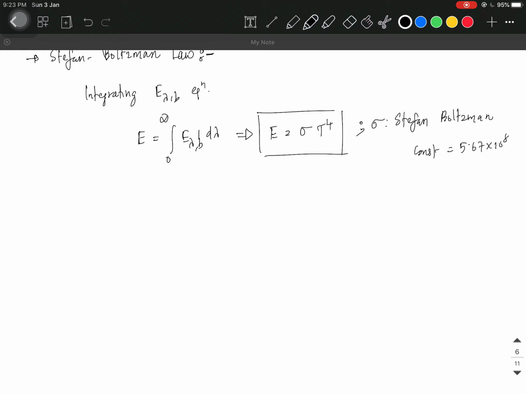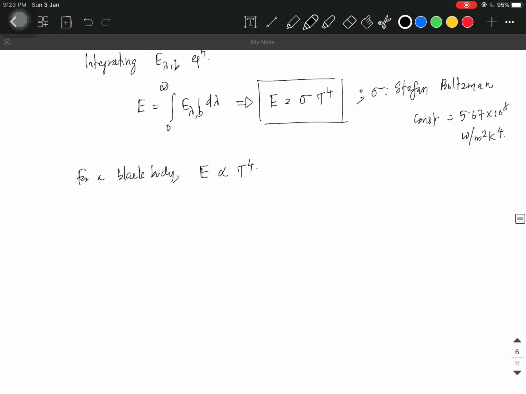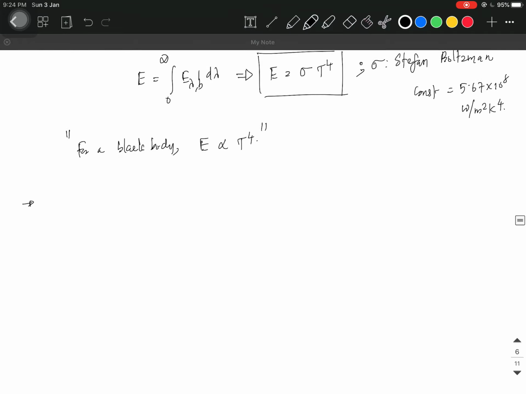Stefan-Boltzmann constant, and which is equal to 5.67 into 10 raised to minus 8 watt per meter square Kelvin raised to 4. So that is nothing but the sigma. And this particular equation shows that for a black body, total emissive power is proportional to the 4th power of the temperature at which the black body exists. So that is given by this Stefan-Boltzmann law. So this is the implication of this particular law.